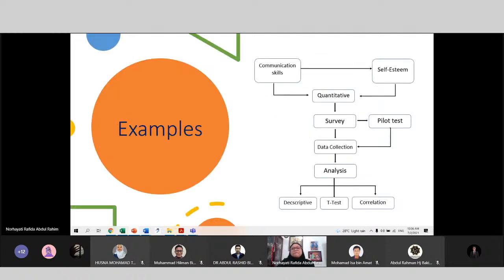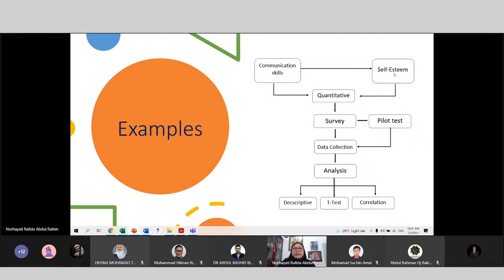This is one example. The independent variables are communication skills, and then self-esteem. It used a quantitative approach. What technique? It used a survey. And then we have a pilot test. This is what we actually show the readers, how we validate the data. We have the pilot test, and then we go to data collection. It can always go back if there's something wrong in our reliability score. And then we start collecting our data.